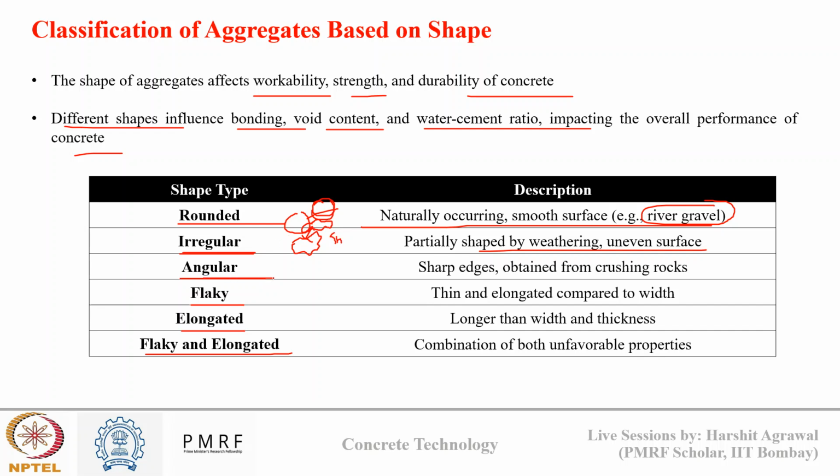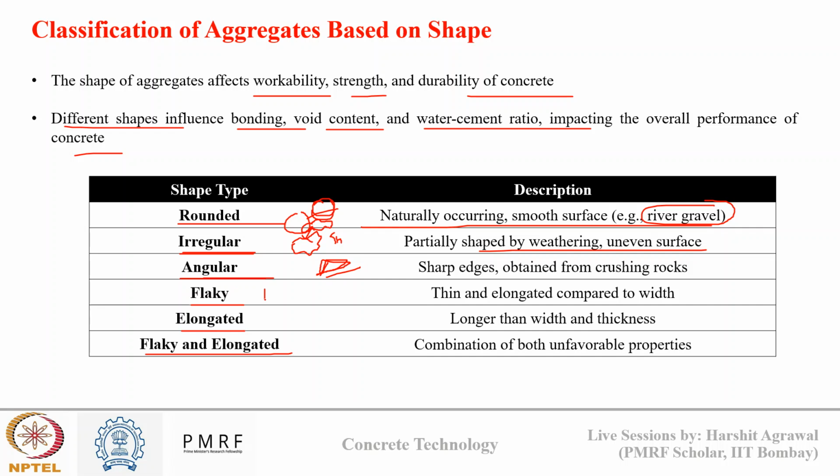Then there's angular aggregates, okay, which have sharp edges like this, triangular shapes and those. So they have lower workability due to rough texture, and they have higher friction between each other, which can give higher strength due to proper aggregate interlocking.